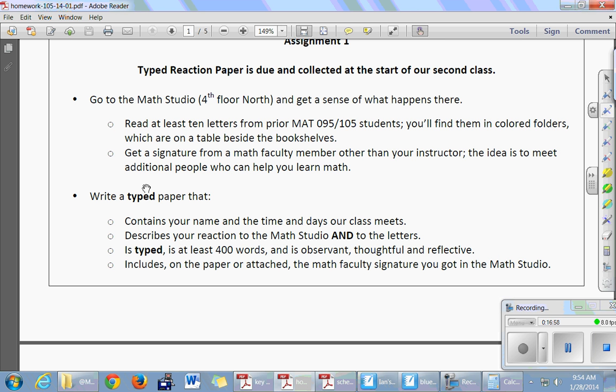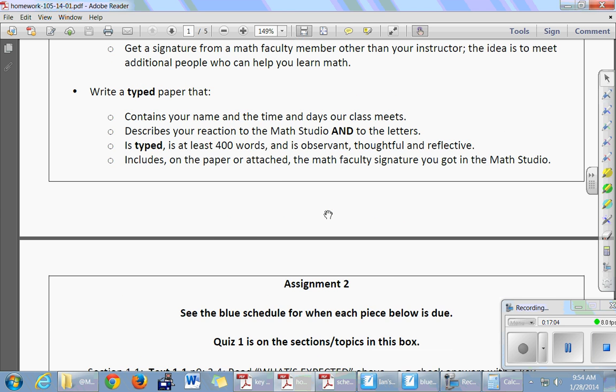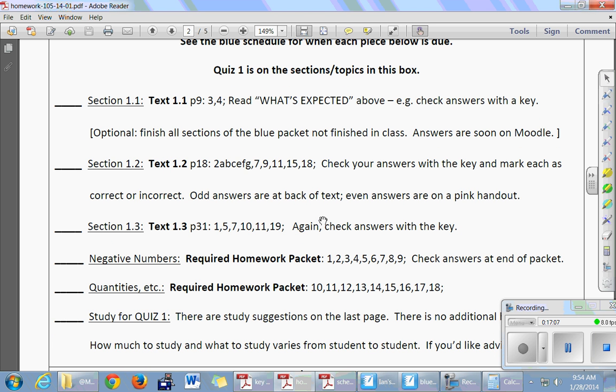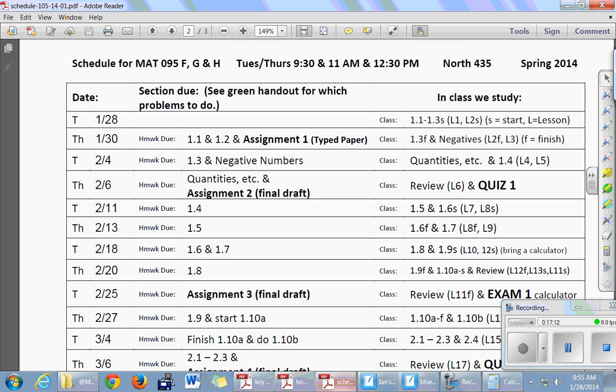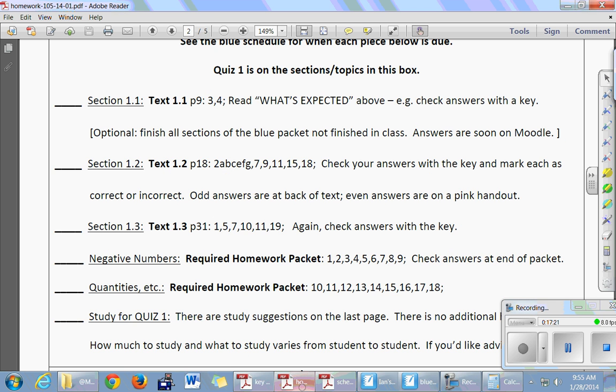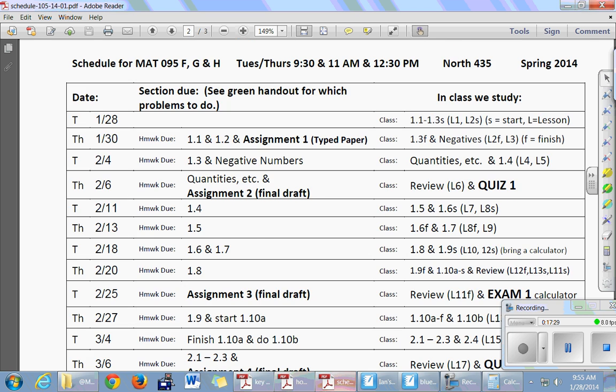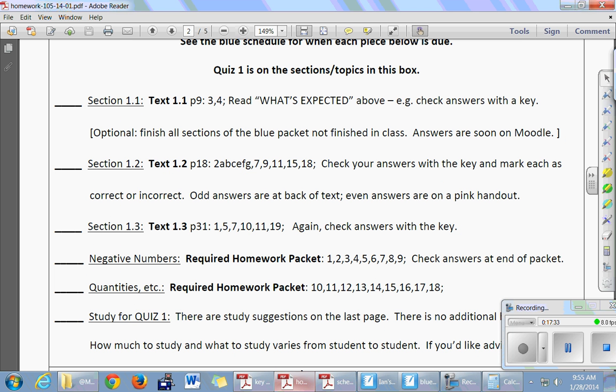If you go to the next page, you will find up here something called section 1.1 and something called section 1.2. And I will remind you on the blue schedule that the homework due next time is 1.1 and 1.2. So the specific assignment that corresponds to 1.1 and 1.2 is right there in the homework. Section 1.1, it's in the textbook. Section 1.2, it's in the textbook. Okay? You understand how to use the two things together, blue and green? Okay. Next thing after the green, what's after the green?